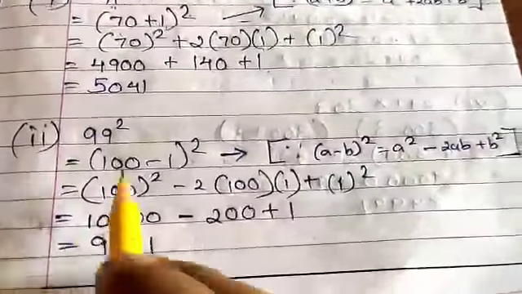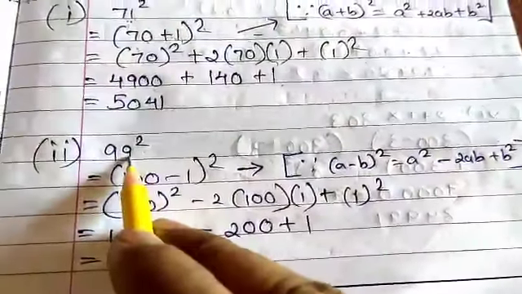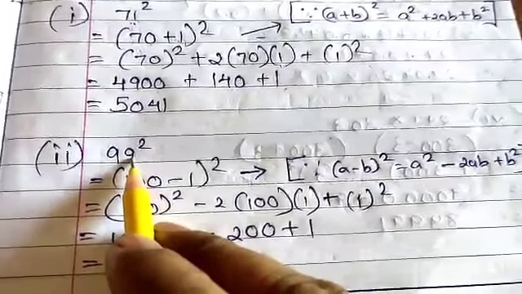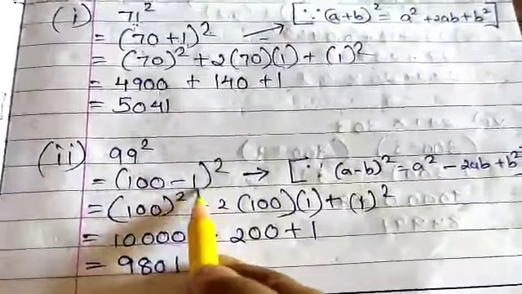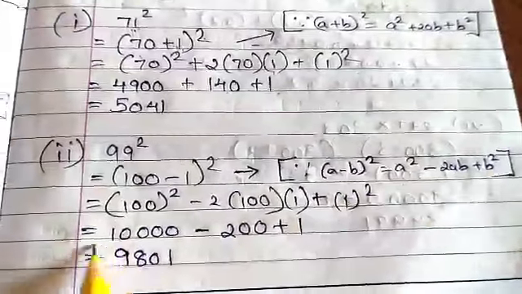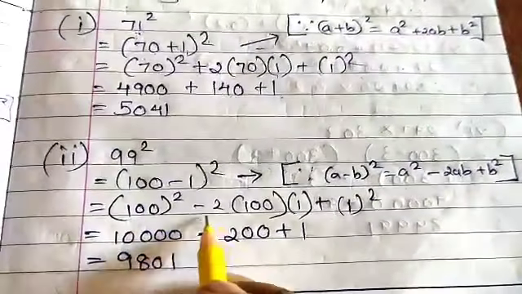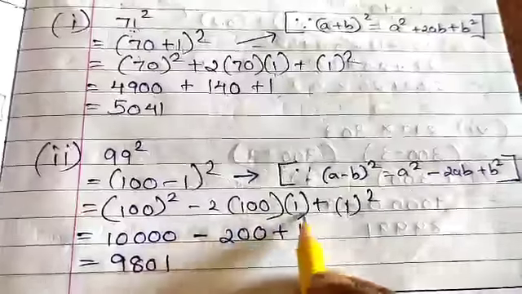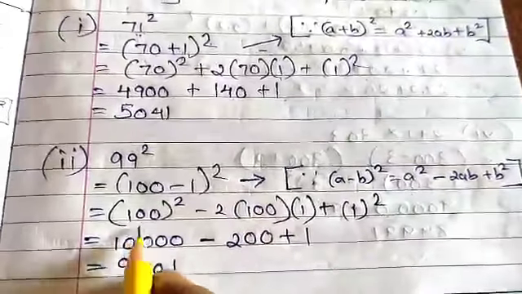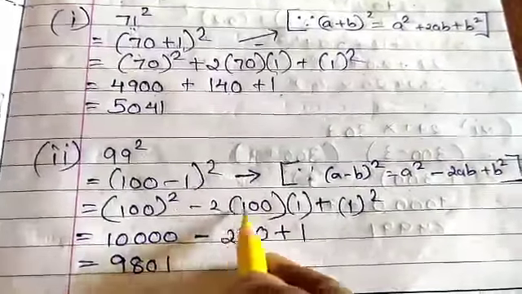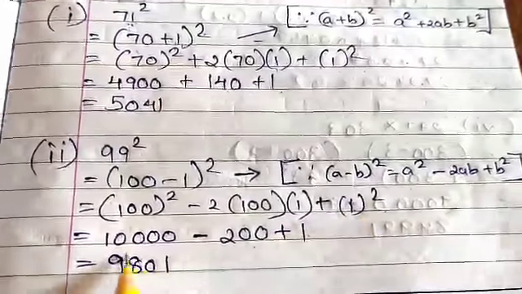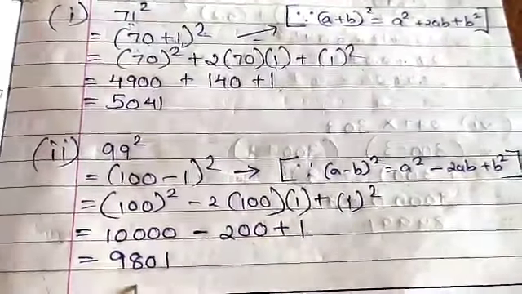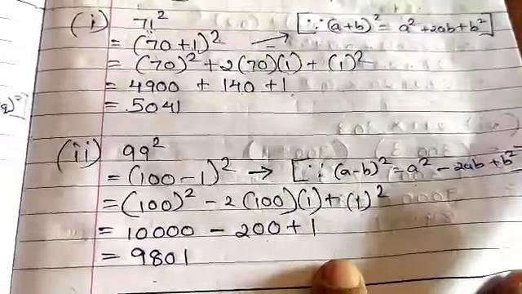Then next one, 99 square. So here its nearest to 10 value is 100 only. So 100 minus 1 the whole square. Now apply this identity: square of first term minus 2 into first term into last term plus square of last term. Then square of 100 is 10,000. Then 2 into 100 is 200. Square of 1. So when you subtract and add, you will get 9801.